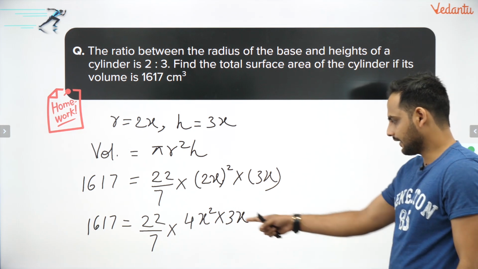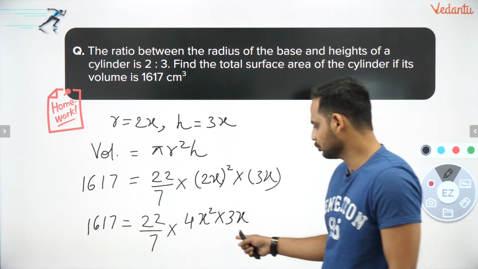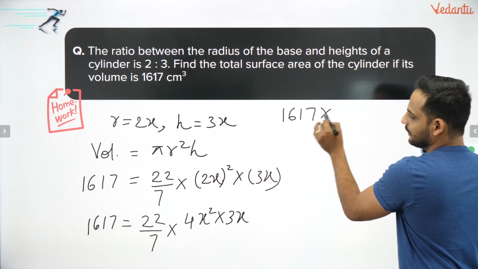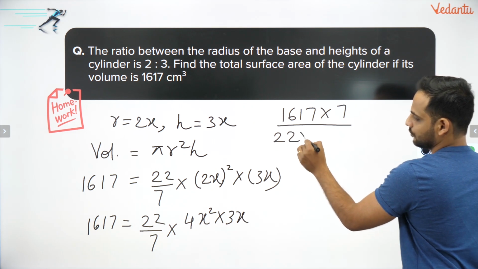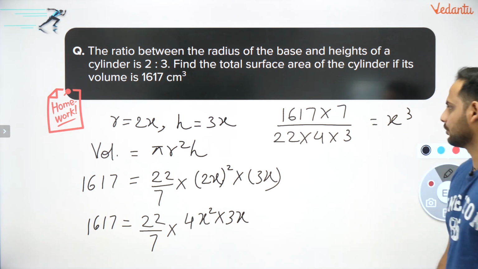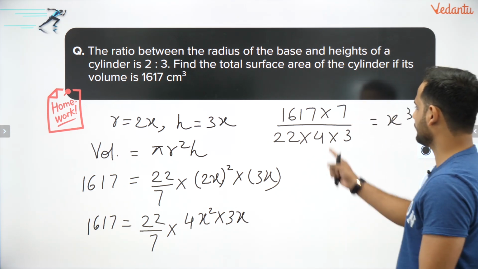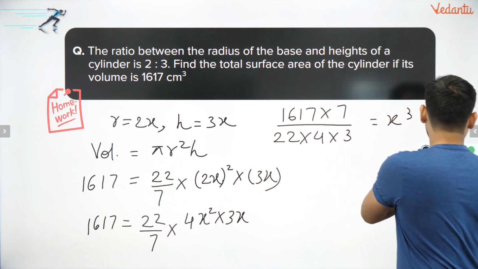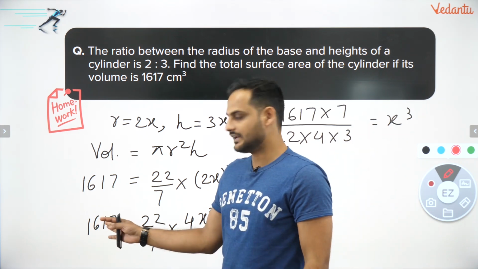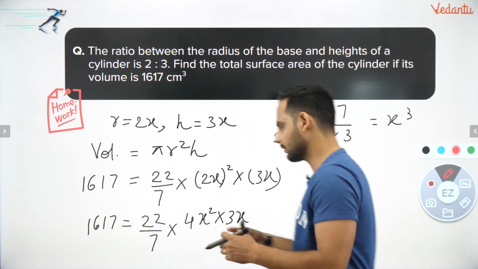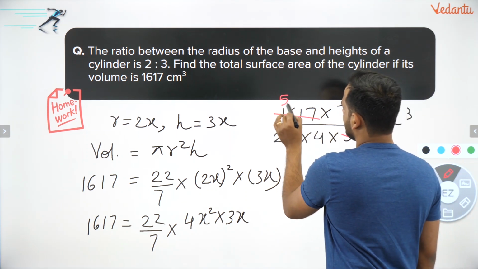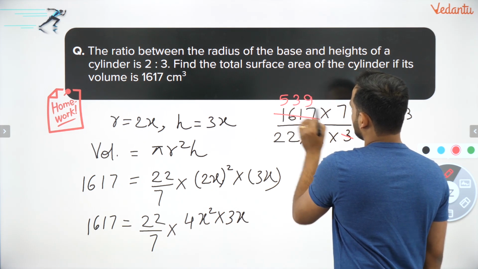So now bachcho, x square into x will become x cube, and rest all the numbers I can shift there. So I'll be getting 1617 into 7 divided by 22 into 4 into 3 is equal to x cube, right? This is what we need to solve now. So here, that's the first thing I'll do, cancellation. This is one thing bachcho, rather than first multiplying with 7, always try to do the cancellation because cancellation helps a lot here. So 3, this will get cancelled. So it is equal to 3 5s are, 3 3s are and 3 9s are, right?